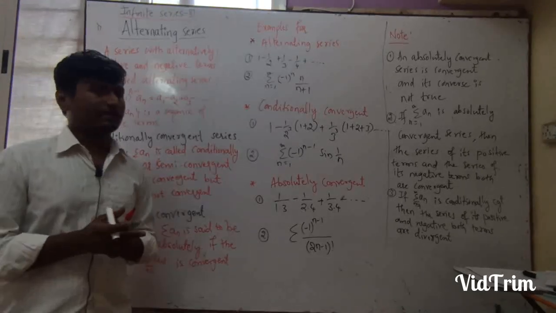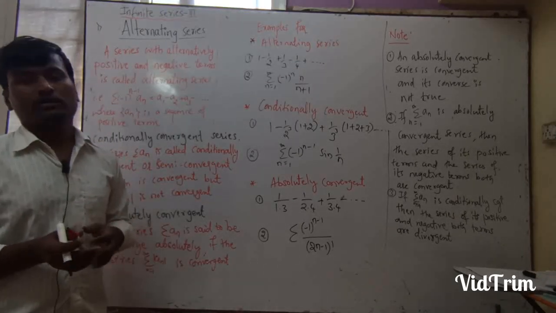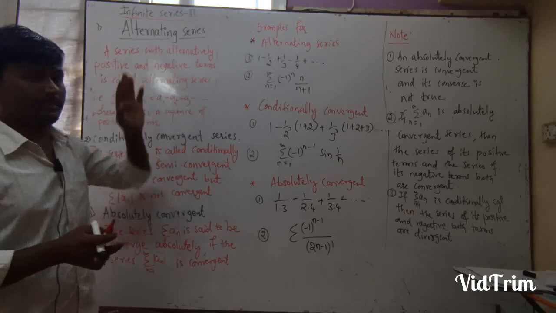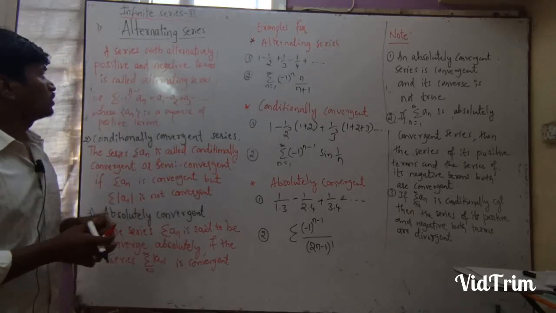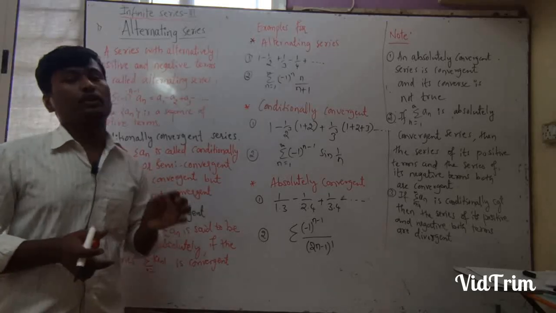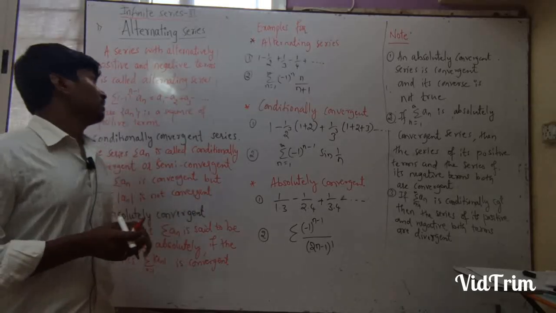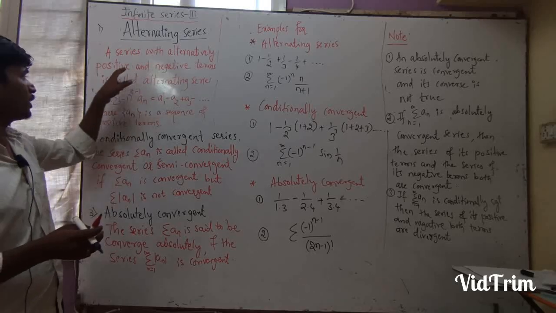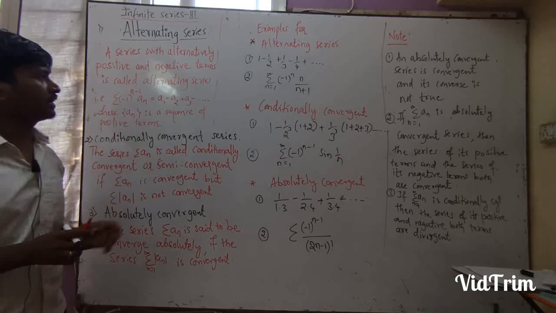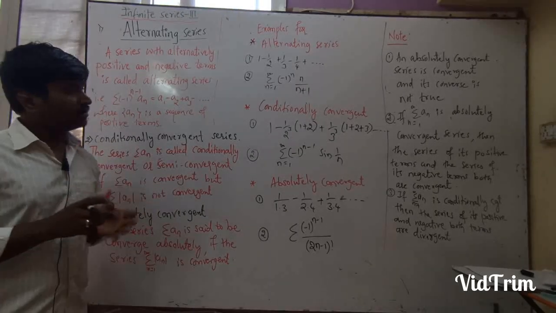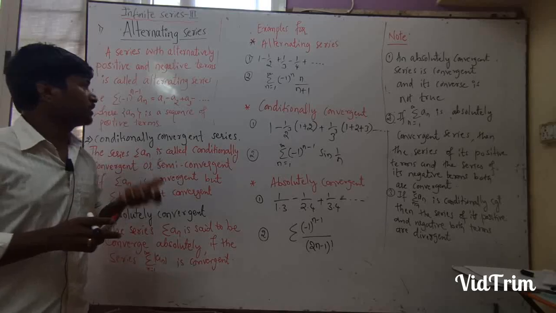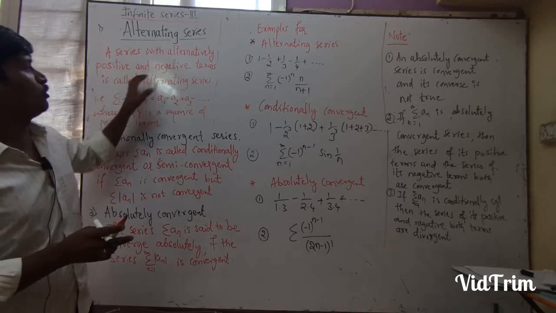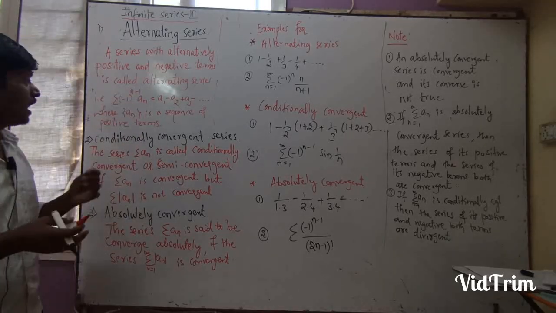Before discussing this topic, we should know about infinite series. The alternating series is a part of infinite series. Alternating series is a new word. So far you studied only positive term series, but here is the new word, alternating series. A series with alternately positive and negative terms is called an alternating series. In it you will have both positive and negative signs or terms.